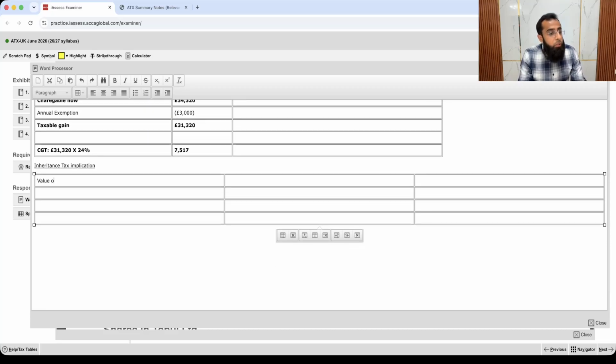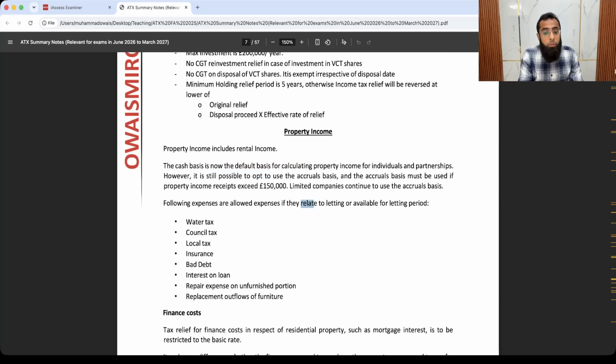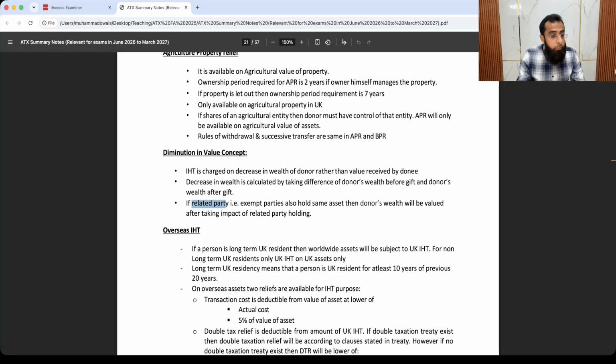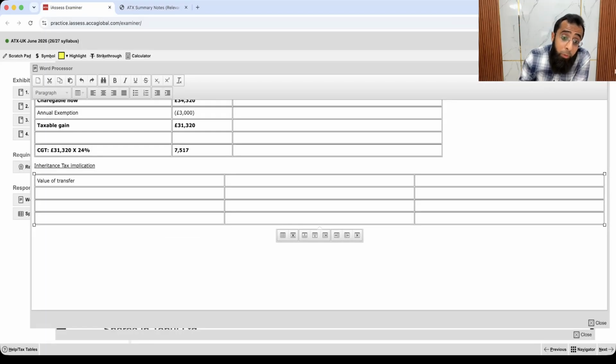Now in IHT, you look at the value of transfer. But in IHT, the point is that you have to look at related party shareholding. If you don't remember the rules, just go to the summary notes and refer to related party holdings. If a related party, that is an exempt party, also holds the same asset, then the donor's wealth will be valued after taking the impact of the related party holding. This is very important. Okay. So I will write note 1 in relation to it. You can write it in the table also. That's completely your choice. There is no stress on this.